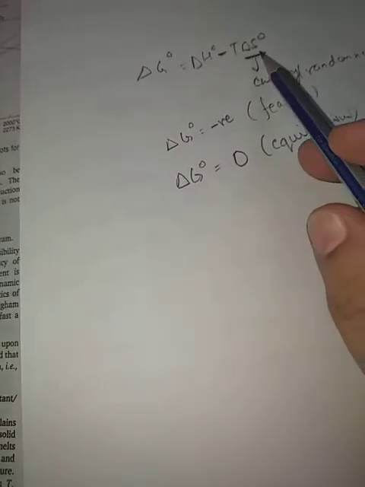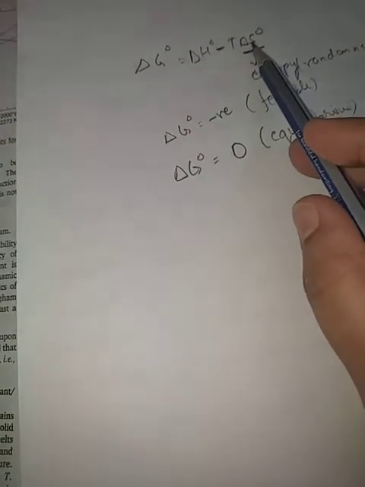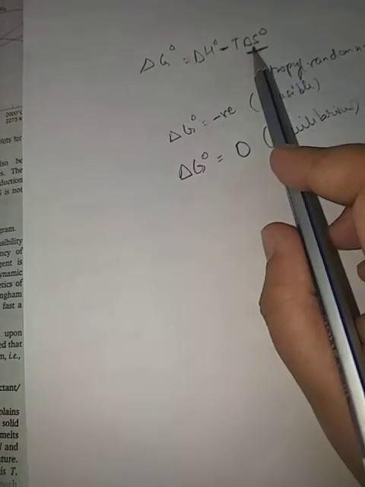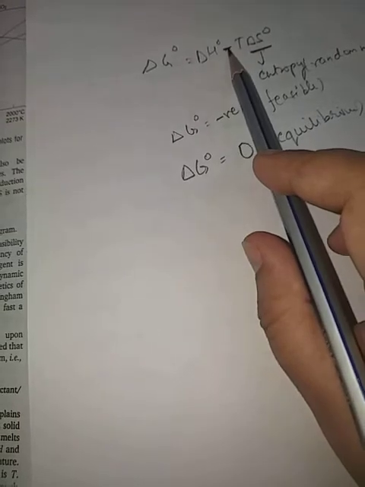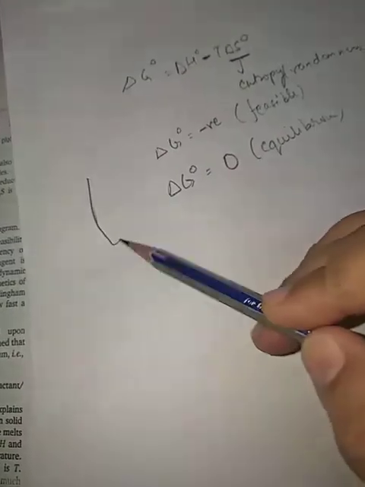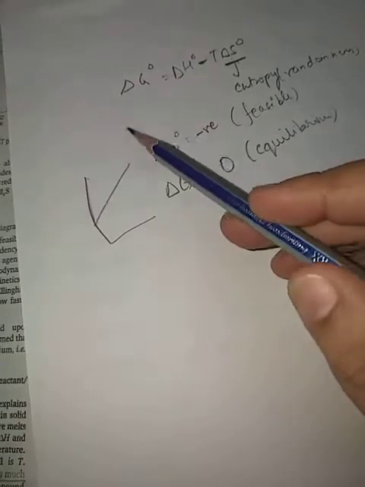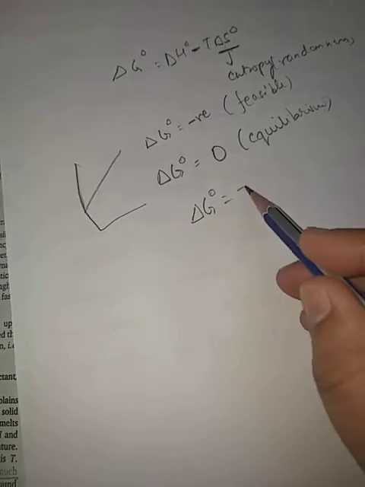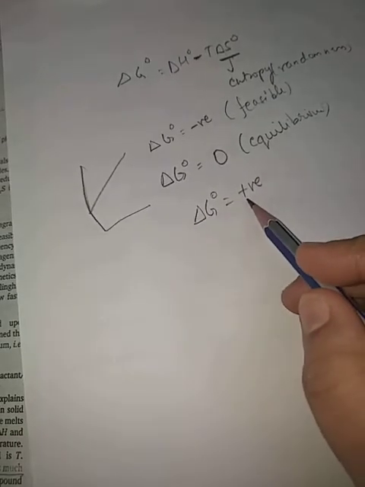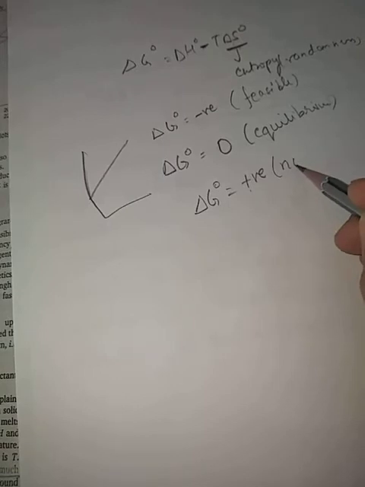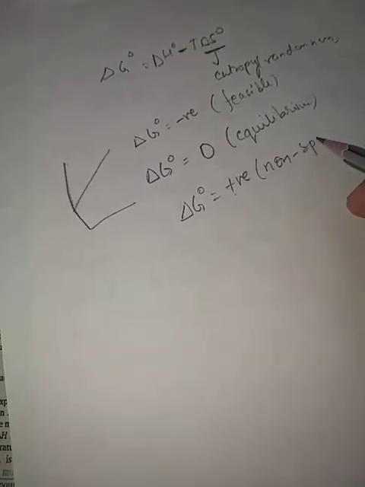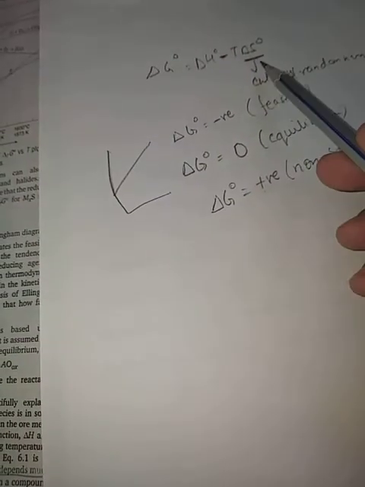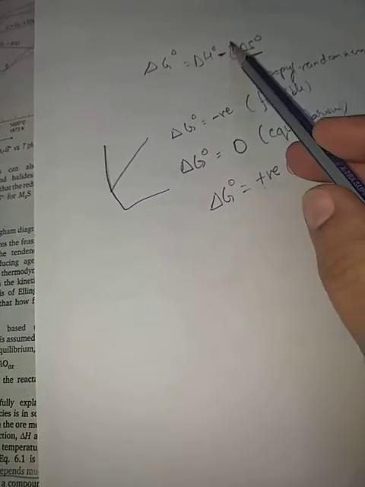And if the entropy, this randomness, decreases in spite of increasing the temperature, the graph will go in an upward direction. It means delta G naught will become positive, and if delta G naught becomes positive, it means the reaction is non-spontaneous, not feasible. So here the main role is of temperature and entropy.